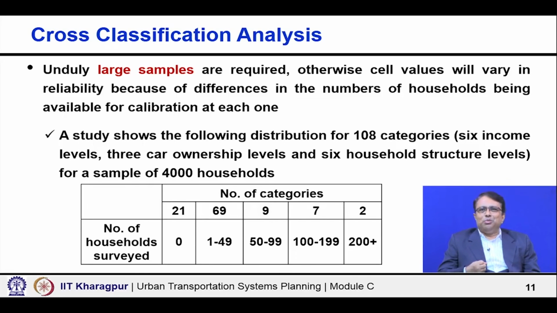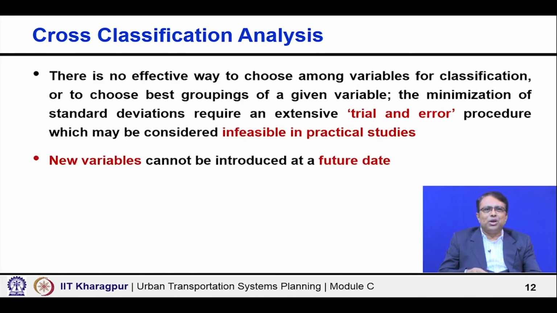You need really enormous effort, you need a different sampling strategy, a lot of effort. So, the data requirement is enormous. This is one of the reasons why many planners still use regression based models. Then there is no effective way of choosing among the variables for classification, or of choosing the best grouping of a given variable. The minimization of standard deviation requires an extensive trial and error procedure, which may be considered infeasible in practical studies.